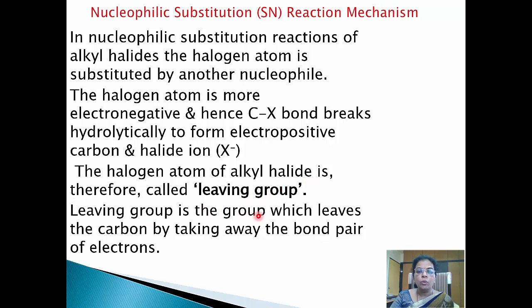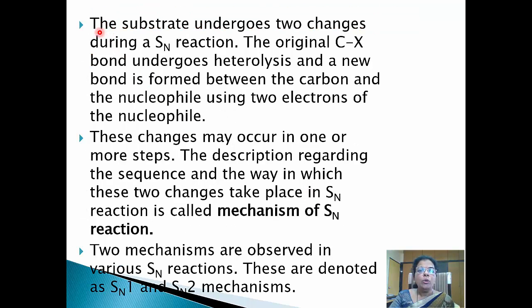The halogen atom of the alkyl halide is therefore called the leaving group. Leaving group is the group which leaves the carbon by taking away the bond pair of electrons. Now, in nucleophilic substitution reaction of alkyl halides, the substrate, that is the alkyl halide, undergoes two changes. The original C-X bond undergoes heterolytic bond fission and a new bond is formed between the carbon and the nucleophile using two electrons of the nucleophile.